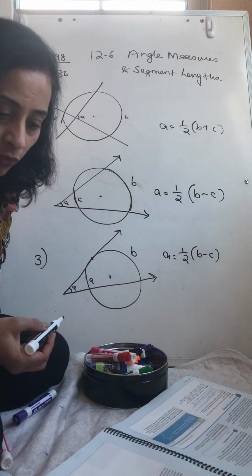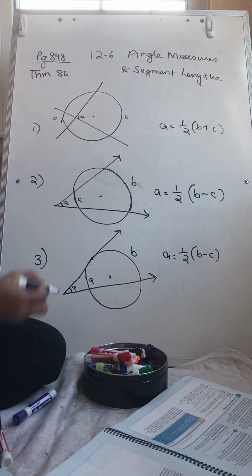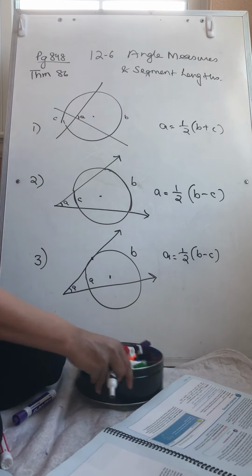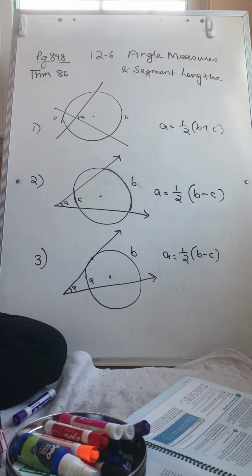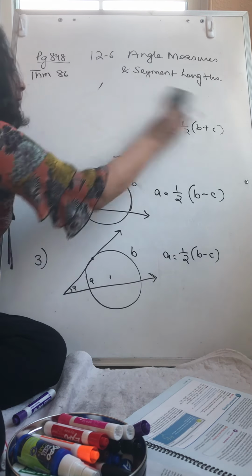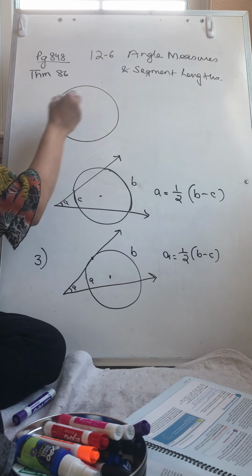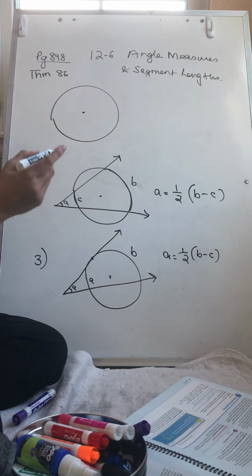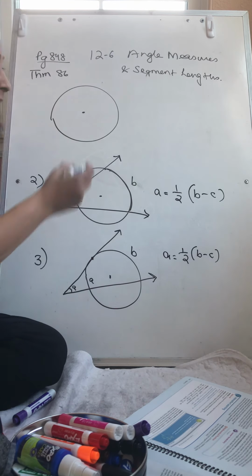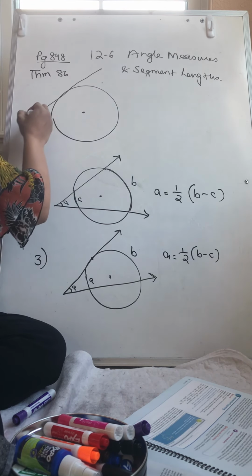There is one more fourth case, and in that case, both are tangents. So let me make it a little smaller. How do I fit this? Okay. No, I think I'll have to erase this. Okay. So if I have a circle and there are two lines which are intersecting and both the lines happen to be tangents.